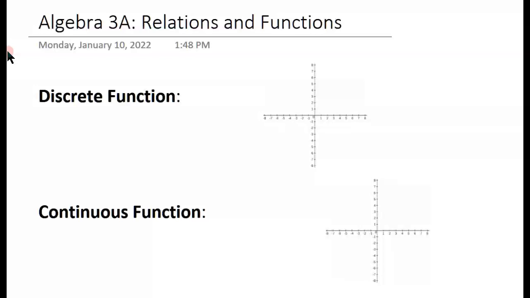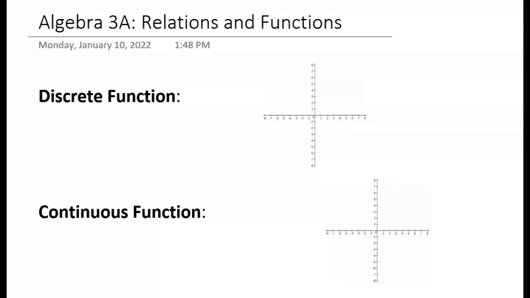Welcome to the second half of Algebra 3A, Relations and Functions. We're now going to look at some types of functions and some properties of functions. The first thing we're going to look at is discrete functions versus continuous functions.